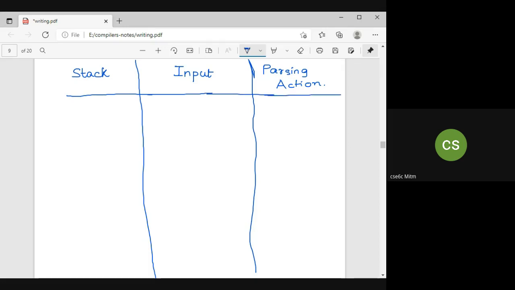So you know what the different actions are. Four types of actions are there, so you're going to fill this column with the four types of actions: shift, reduce, accept, error.